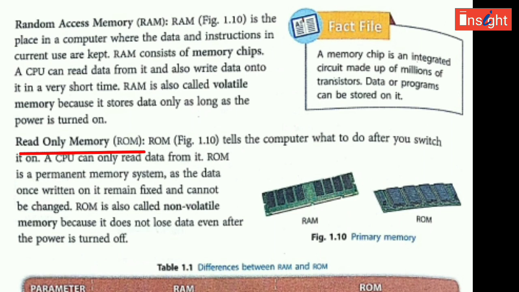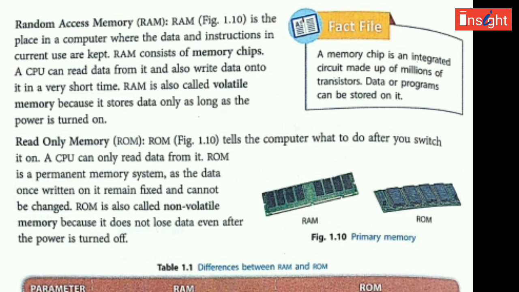Read-only memory, ROM. It is a permanent memory as the data once written on it remains there and cannot be changed. ROM is also called non-volatile memory because the data on the ROM remains there even when the power is turned off. ROM tells the computer what to do after you switch on the computer. A CPU can only read data from it and it cannot write data in it.